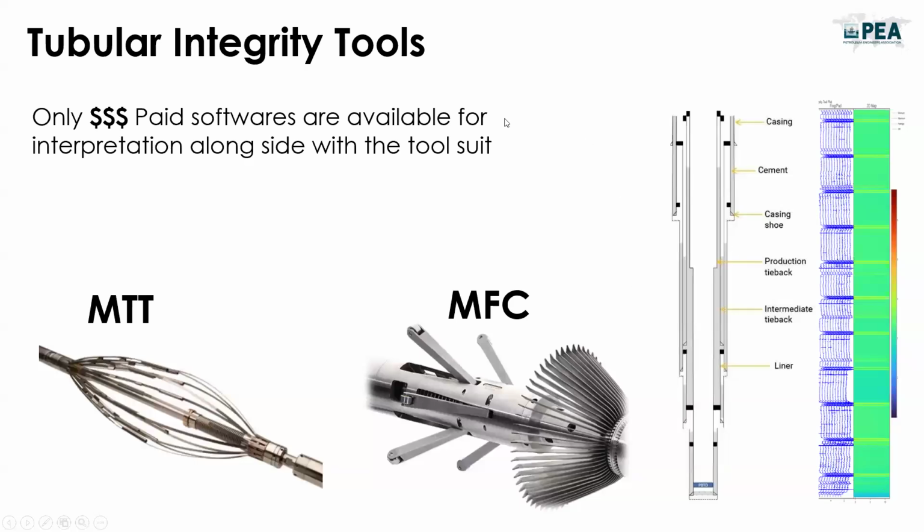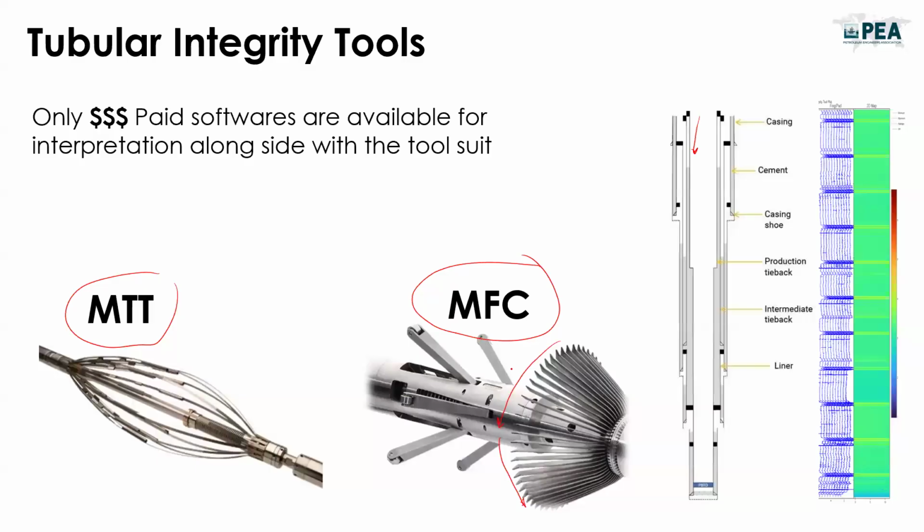Now, guess what usually people do? Usually people will run these types of tools. It's either a magnetic tool, which is called MTT, that runs into the well, or you can use a mechanical tool, which is called MFC. So do you see all of these feelers and all of these mechanical fingers? These will rub against the tubular. So basically, you know where you have some defects or where you have some deposition.